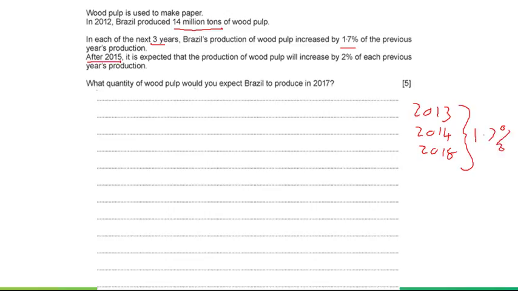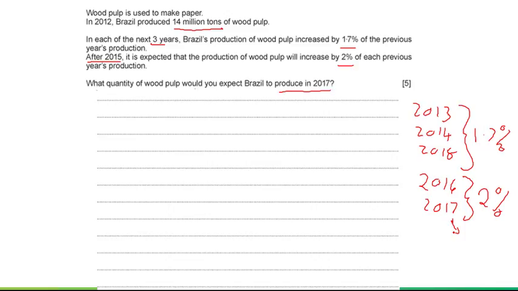After 2015, it's expected that the production of wood pulp will increase by 2% of each year's production. So 2016 and 2017, we expect it to increase by 2%. So what quantity of wood pulp would you expect Brazil to produce in 2017? So we need to know how much it's going to have produced by the end of 2017.